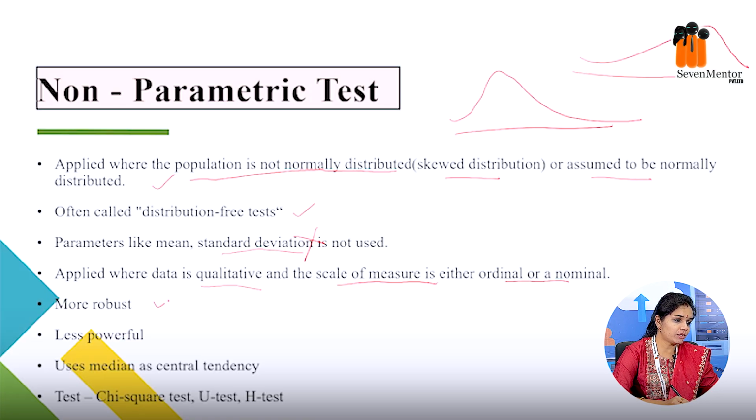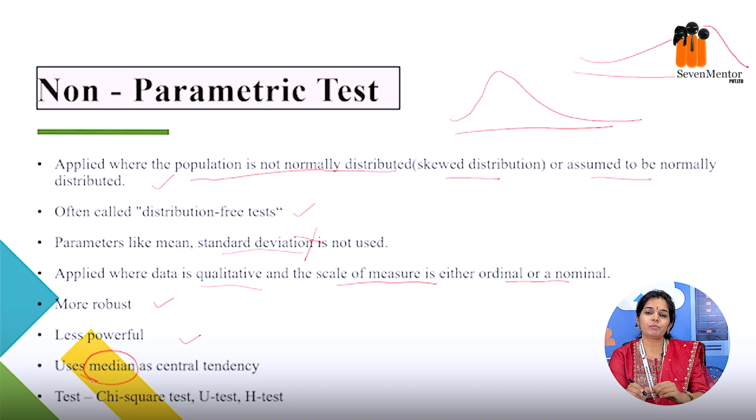It is more robust, less powerful. It uses median as the central tendency. Can you recall where we use median as a central tendency? In this non-parametric test we use it, but there is one more case where we use median as central tendency. Can you just recall it? Yes, it is in categorical also. Categorical values also use median as central tendency. So the tests under non-parametric test are chi-square, U-test and H-test.